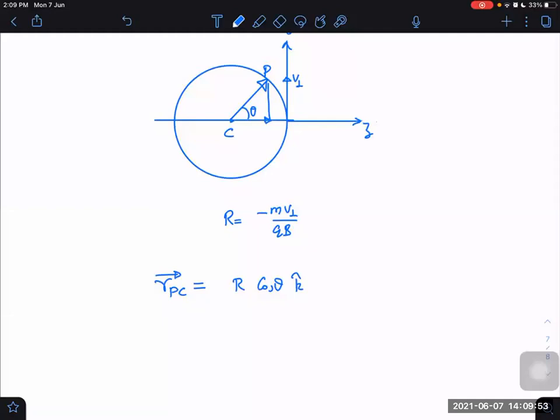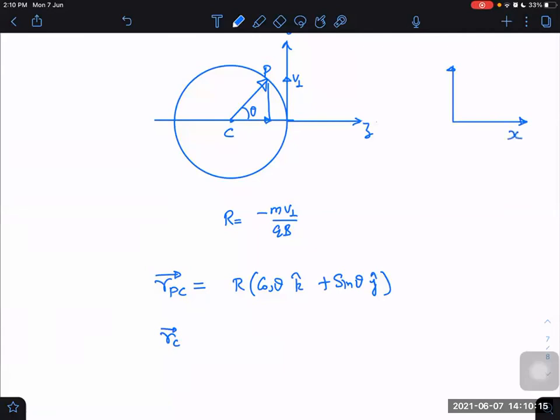Wait a sec, just here. R cos theta k cap plus sin theta j cap, right? That is the position vector of P with respect to point C. But point C is not a stationary point. If you look from the other side, then you will come to know that point C is also moving.